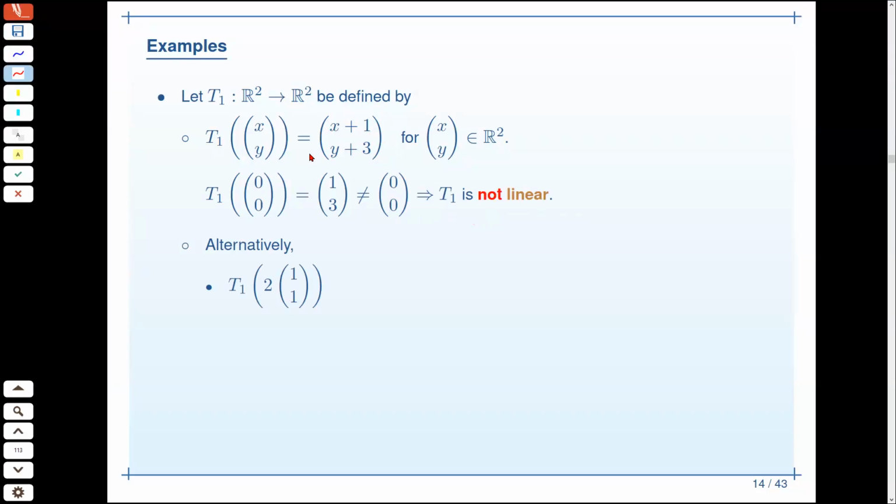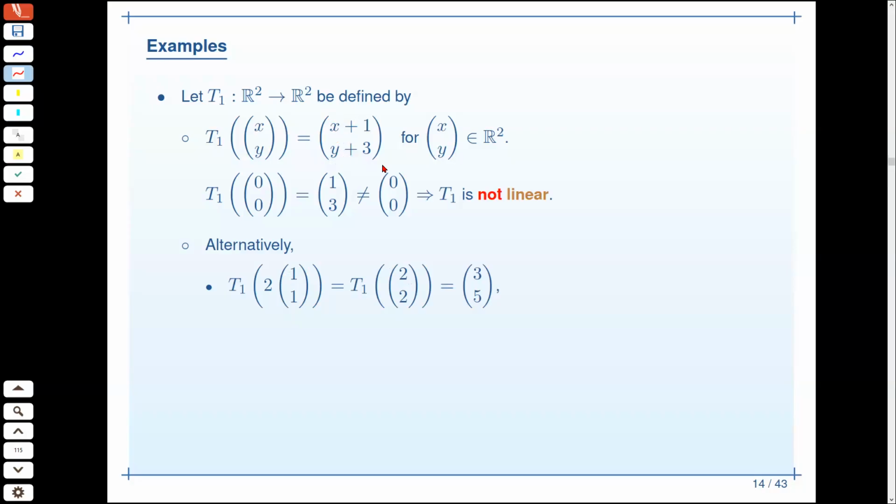For example, you consider T1 applying to twice of (1, 1). So 2 is the constant and (1, 1) is the vector. Of course, this is T1 applying to (2, 2), 2 times (1, 1). Now you can see the importance of using the bracket, right? So T1 applying to (2, 2), just say your x and y are both replaced by 2. So 2 plus 1, 2 plus 3, which is (3, 5).